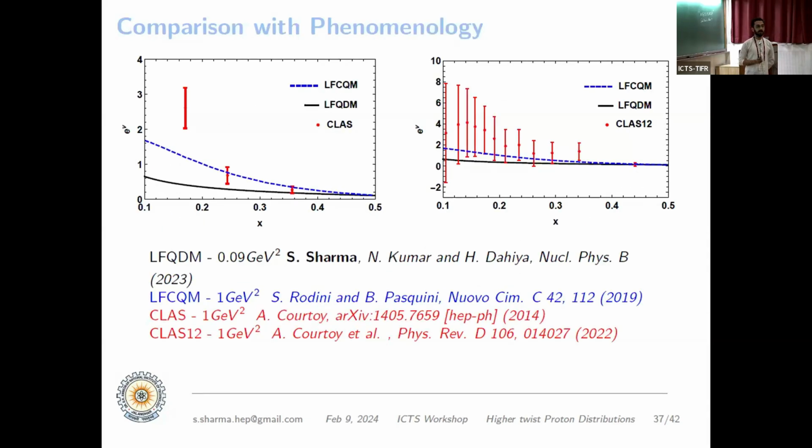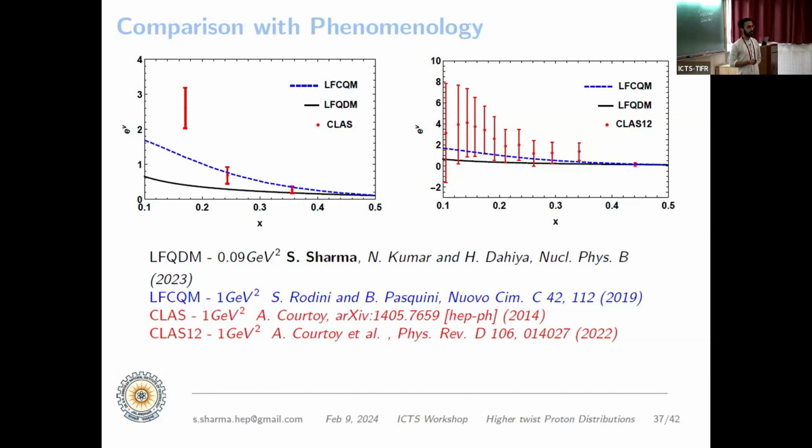So we have compared our results for flavor combination E with the CLAS data and the light front consistent quark model data. Our model scale is very, very low. It is at 0.09 GeV, so it is not justified to compare it with this. But even then, we can see that at higher values of longitudinal momentum fraction, there is some kind of overlapping with the data. This flavor combination extraction has been done by Courtois from beam spin asymmetry data, and all these other values are at 1 GeV square.